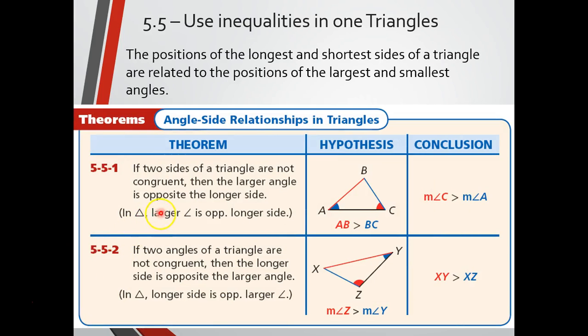Okay. So the position of the longest and the shortest sides of a triangle are related to the positions of the longest and the smallest, or the largest and the smallest angles in a triangle. So let's look at this first theorem. It says if two sides of a triangle are not congruent, then the larger angle is opposite of the larger side. So let's look at this right here.